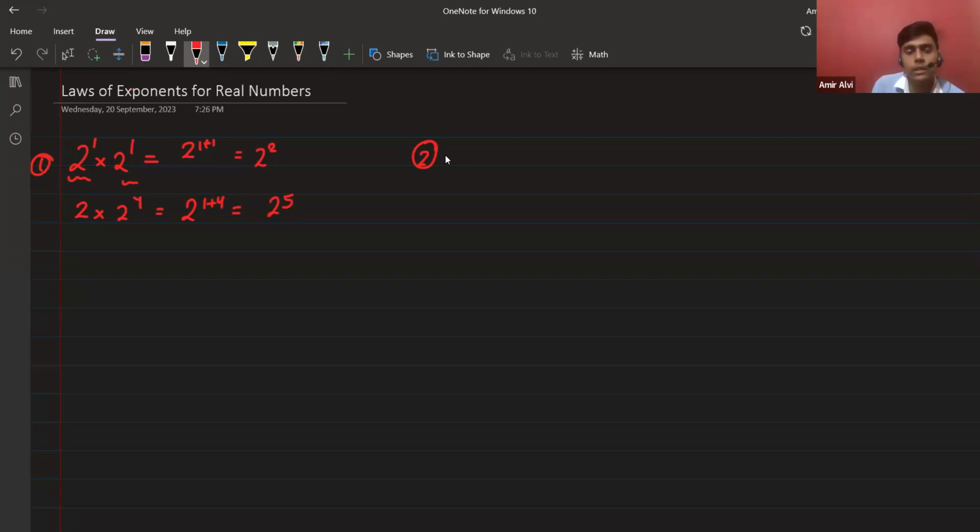Second is, now Simrat, tell me, if the bases are same, 2 to the power 4 and 2 to the power 2, what will be the operation for their exponents? Can you tell me? Yes, Simrat, dear. Subtract. Yes, subtraction will be there. Very good. So if the bases are same, their powers will get subtracted.